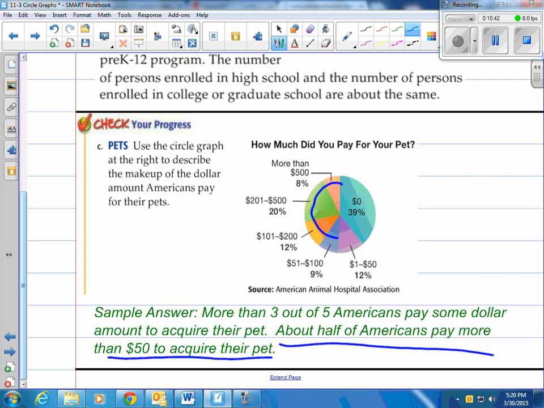And then more than 3 out of 5 Americans pay some dollar amount. You can see they're saying 3 out of 5. That means this whole area right in here. That's about 60%. 3 out of 5. So that's just general information. You're just kind of looking at the data and seeing what you can say to make it in a verbal sentence what you see represented here.